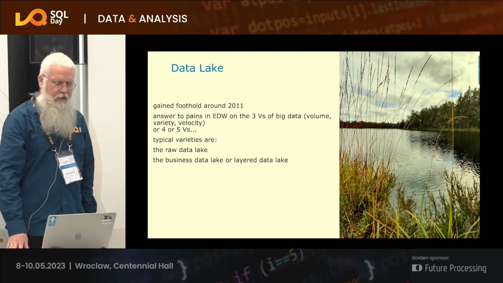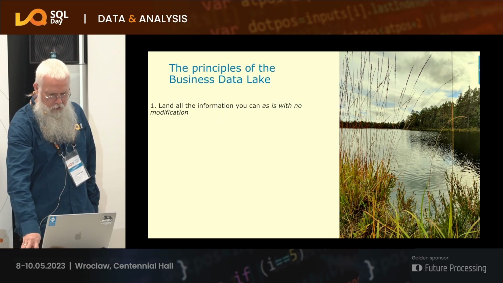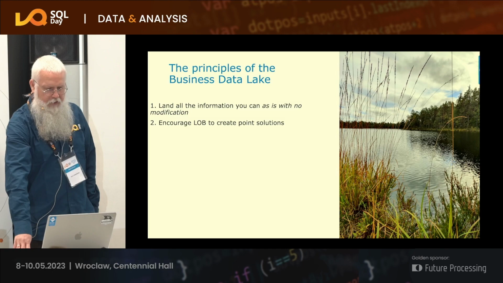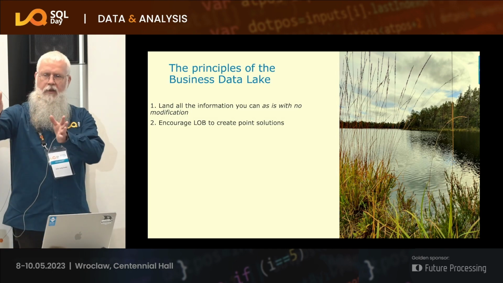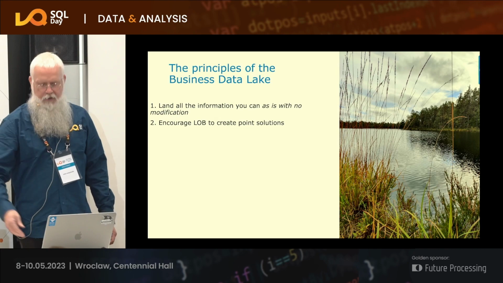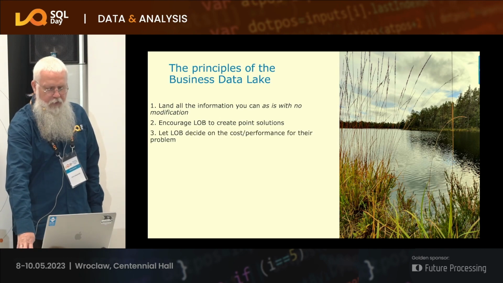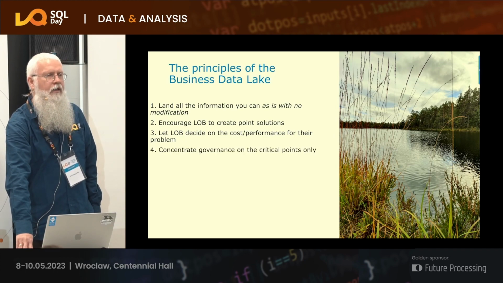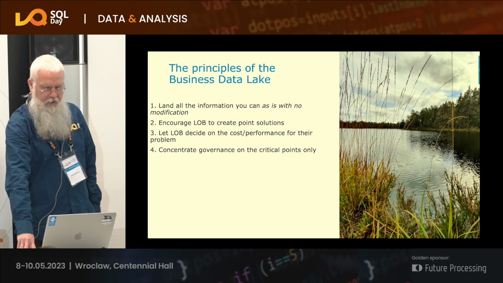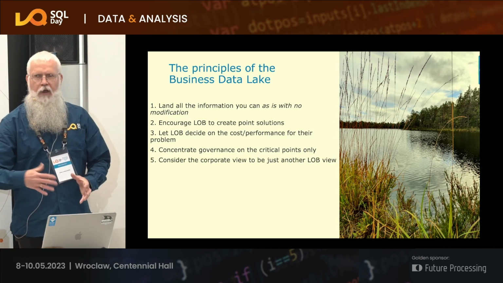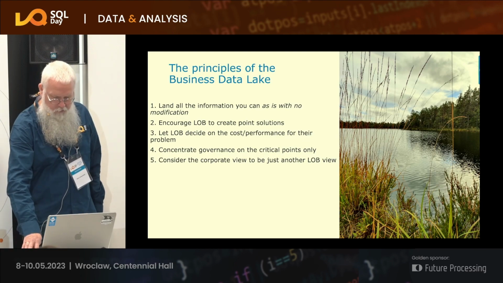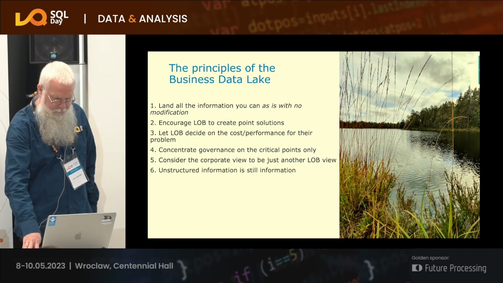And then you have a business data lake, or a layered data lake. In the layered data lake, you land all the information as is, then you encourage line of business to create point solutions, so you let the business users go in and transform the data themselves. You let them decide on the cost performance of their problem, which lets IT just focus on making things run. And the corporate view, i.e. the data warehouse, is just another line of business problem, so it's somebody else's challenge to maintain and develop.